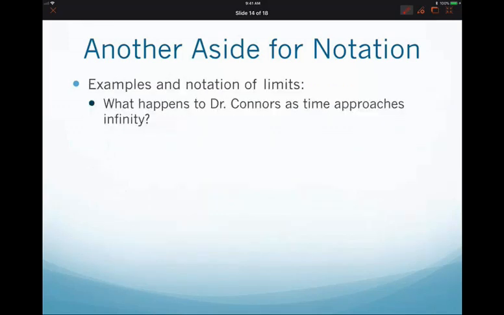First way to think about it is a goofy example. Hopefully it's goofy. Hopefully none of you guys want this to happen. But let's think about what happens to me, Dr. Connors, as time approaches infinity. Well, we are mortal beings. At some point we all die. So, not to be morbid, but just to goof off.